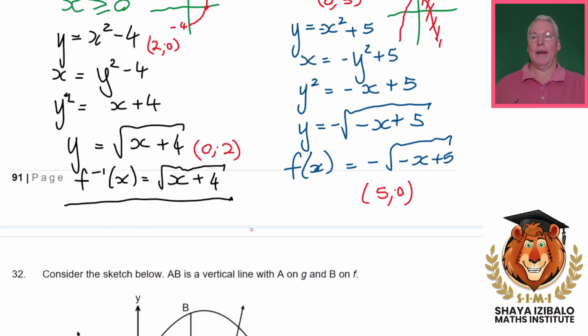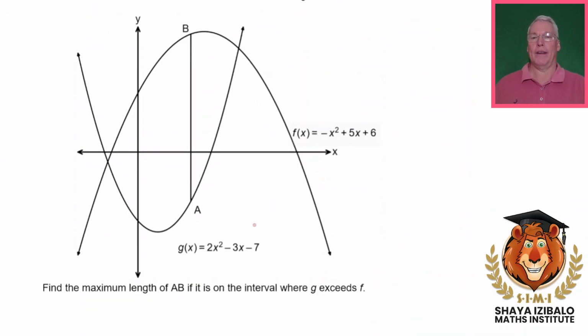We're now going to look at this question over here. This is a fairly standard idea where we work out the length of a line. We've got a vertical line here.